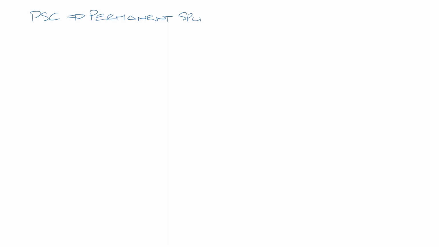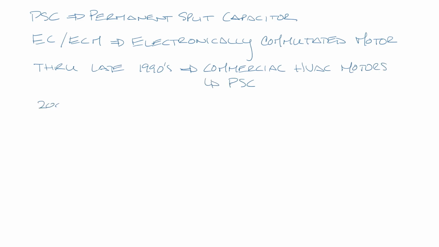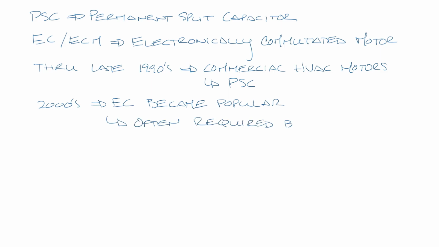PSC stands for permanent split capacitor, and EC, or sometimes you'll hear ECM, stands for electronically commutated motor. Until the late 90s, all commercial HVAC equipment had PSC motors. EC motors became popular in the early 2000s or so, and now are required for all fractional horsepower motors in a lot of places, including California, where many of Norman Wright's offices are.